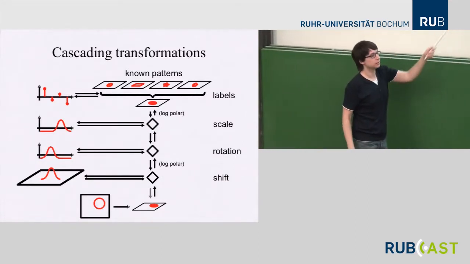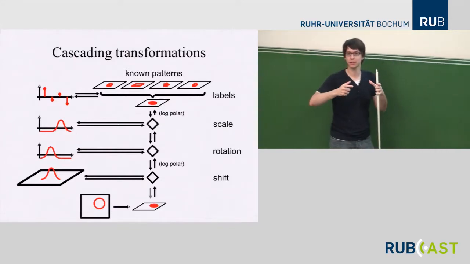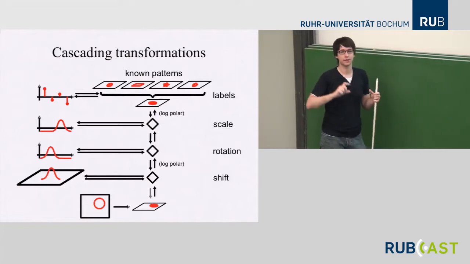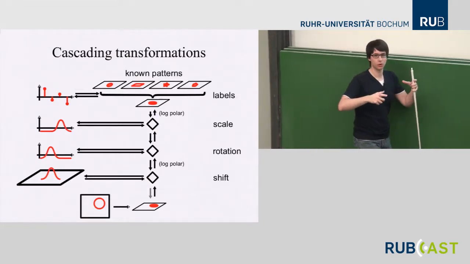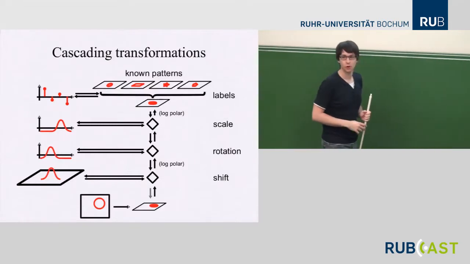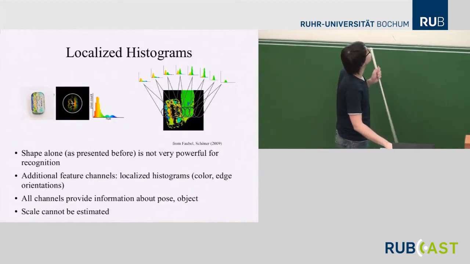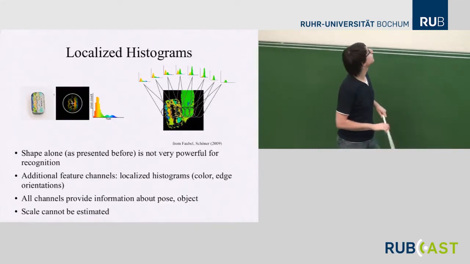And in the end, then you can estimate the labels. Of course, this makes it more complex to find the optimal solution or the optimal pose, and gives you more local minima and so on. So it works a little worse, but it still works. Okay. I've hinted at that before, so we'll use these localized histograms.